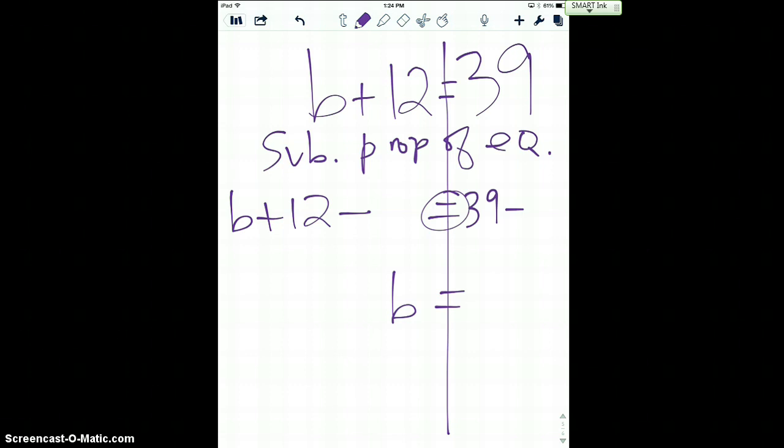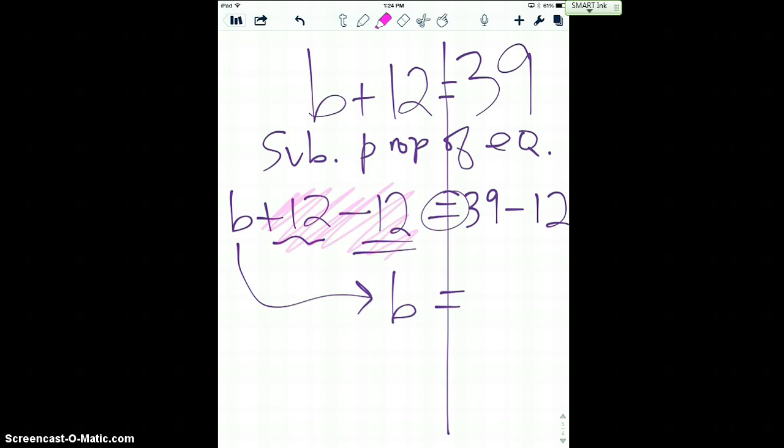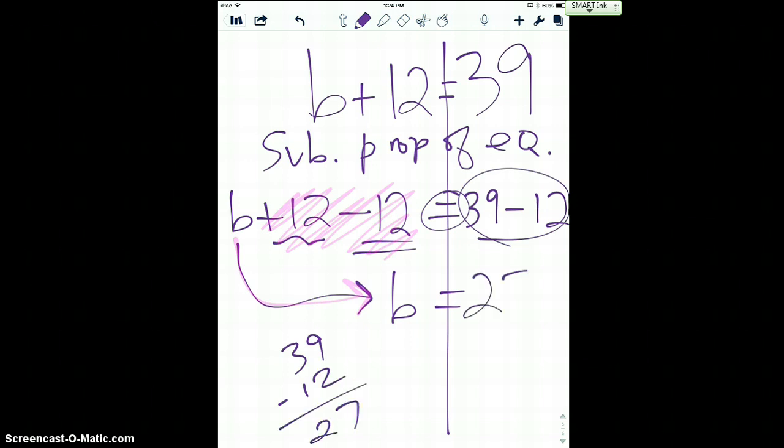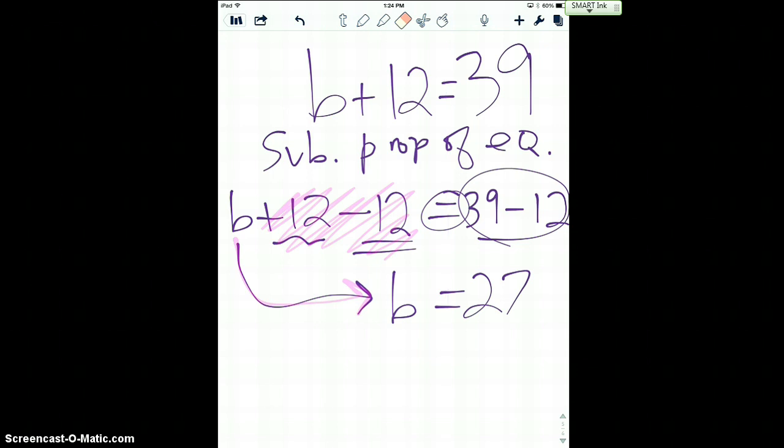So what am I going to subtract so that I can just be left with b? Well, I need to get rid of this positive 12, so I'm going to subtract 12. But if I do that to one side, I need to do it to the other side. So now, right here, 12 minus 12 is 0, so I'm just left with that b. And then 39 minus 12 is 27.